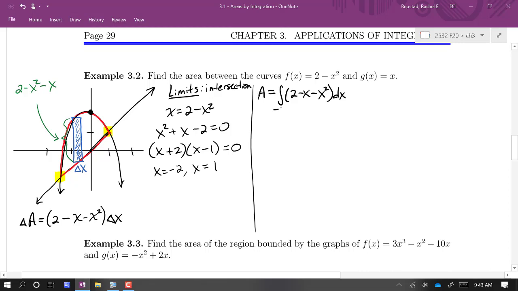We're integrating from negative 2 to 1, putting those on the integral. Now the hardest part is done. Now we're going to integrate and evaluate. Integrating this, it's a polynomial, no u substitutions are needed. We get 2x minus 1/2 x squared minus 1/3 x cubed, and then we evaluate from negative 2 to 1.